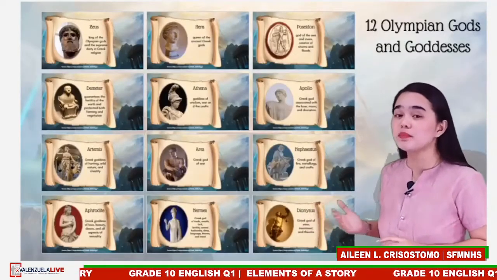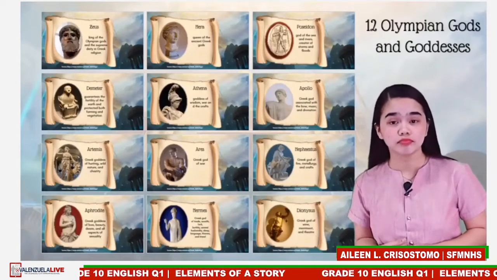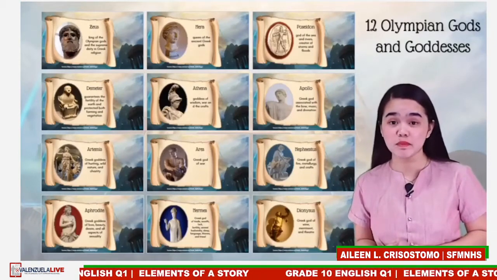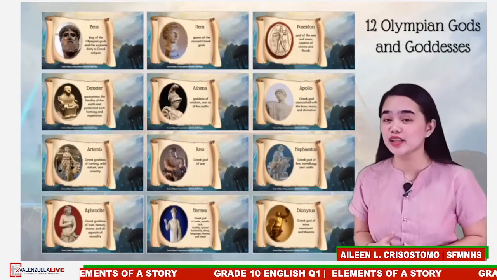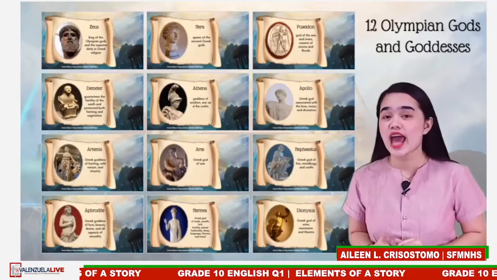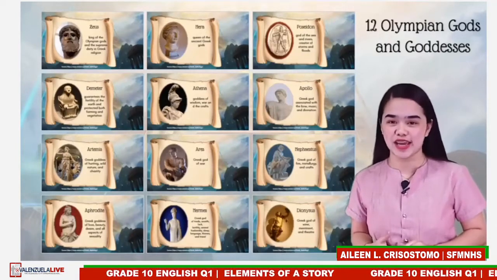The 12 Olympian gods are the following: Zeus, Hera, Poseidon, Demeter, Athena, Apollo, Artemis, Ares, Hephaestus, Aphrodite, Hermes, and Dionysus.